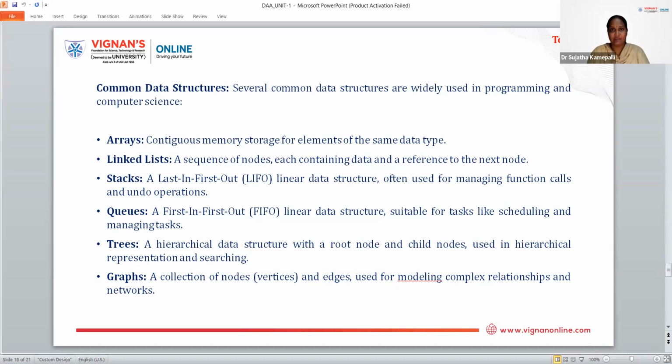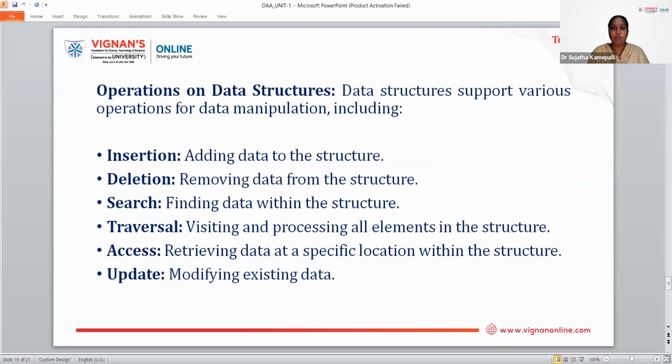In our day-to-day life, we use Google Maps. Google Maps itself is a network which is represented using graphs. Coming to operations on data structures, we can implement various operations for manipulating the data stored in those data structures. The operations include insertion, deletion, searching, traversing, access, and update.